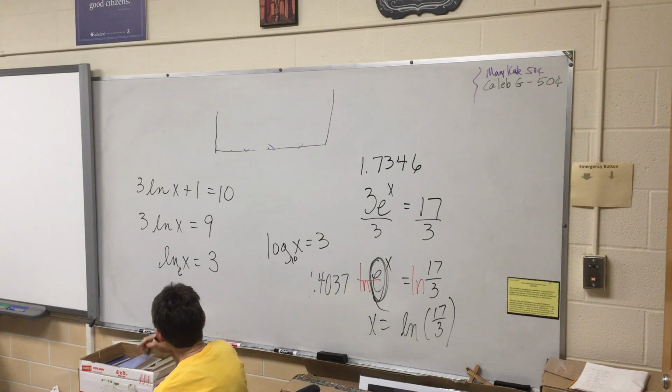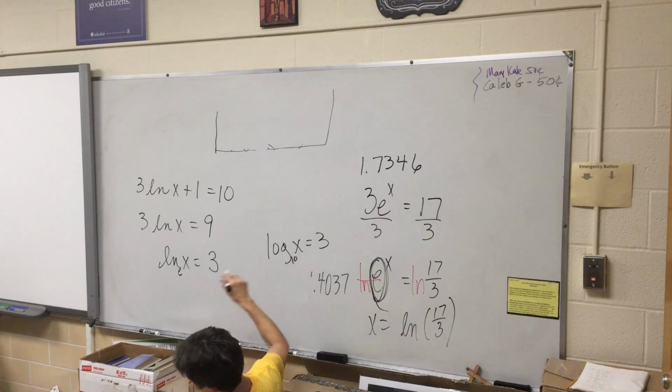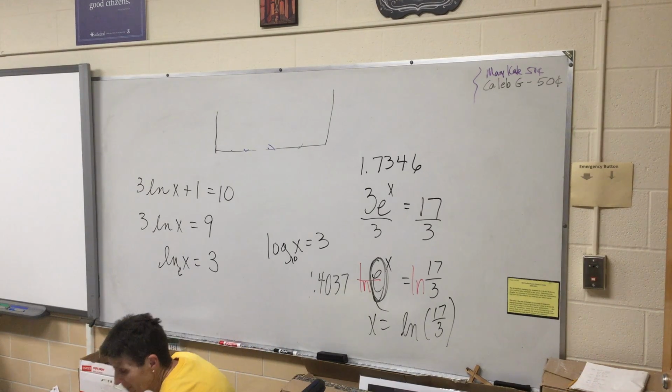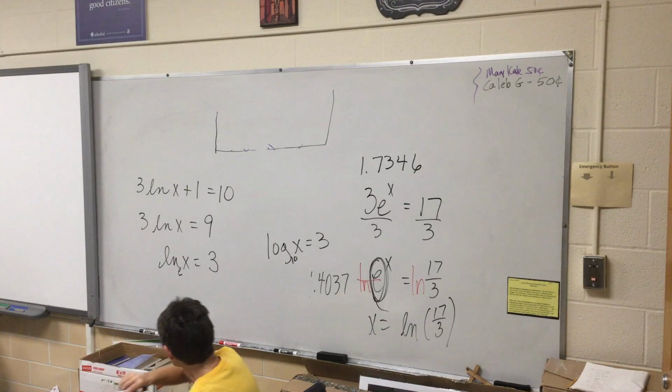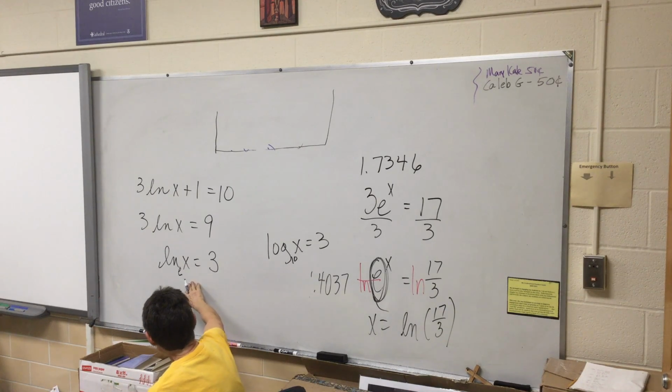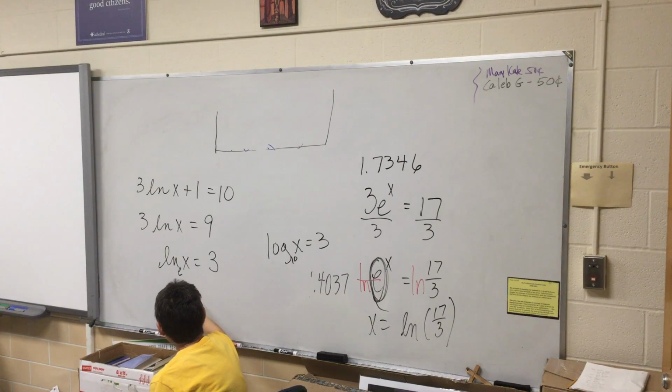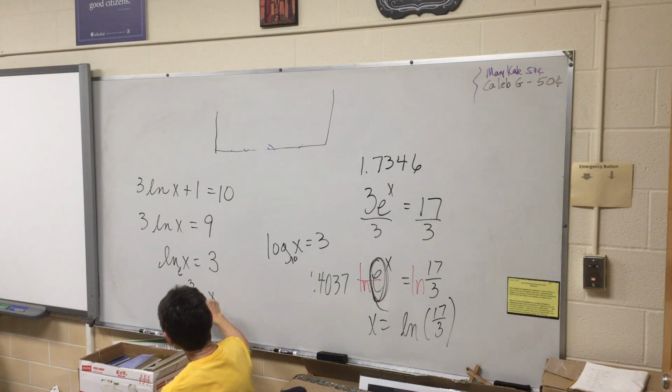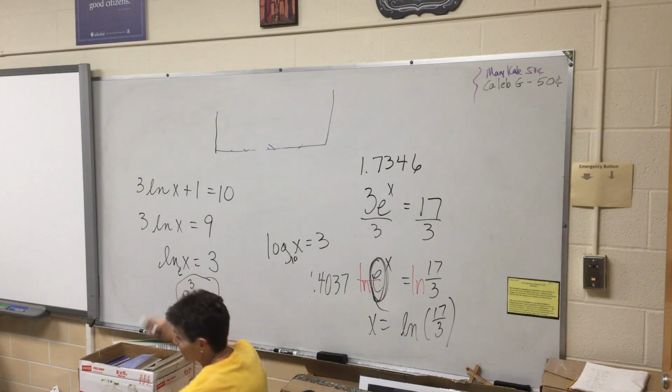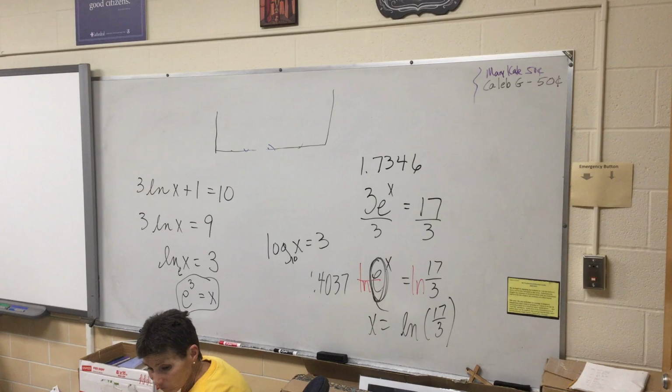I remembered log, but I couldn't remember what ln was. You need to go back and work through some of this stuff again because you've got to remember it better. But here we go. So now I can loop-de-loop. I have e to the 3rd equals x, and that's actually your answer. You can stop right there.